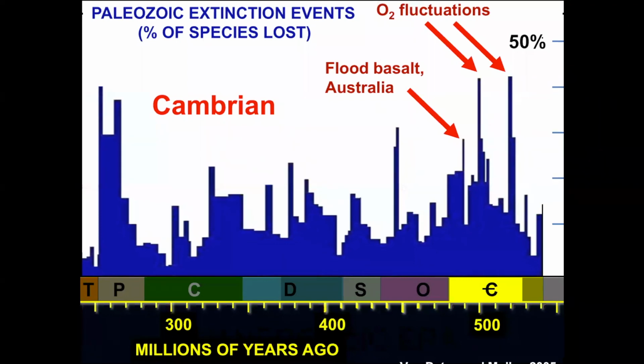There were 3 extinctions during the Cambrian. The latter one, the latest one, is linked to flood basalts in Australia. And if you remember from last week, flood basalts are long periods of volcanic eruption that really can change the climate. The others, not real clear, but some studies done this last year on rocks in Siberia indicate that the oxygen was fluctuating kind of wildly during the latter part of the Cambrian.